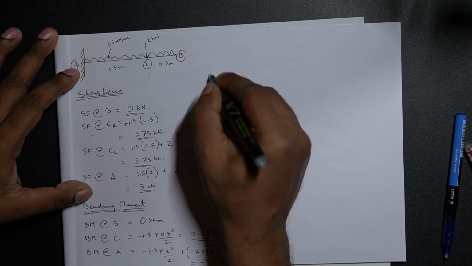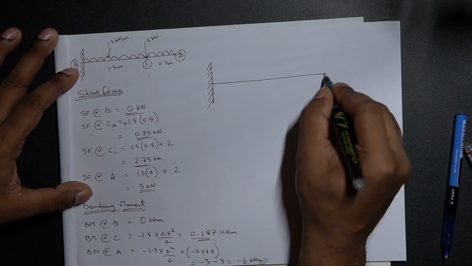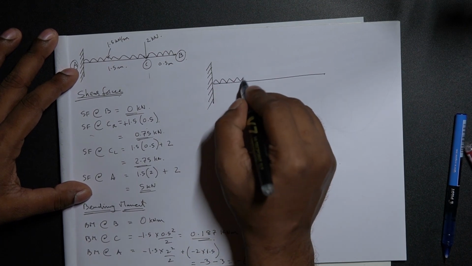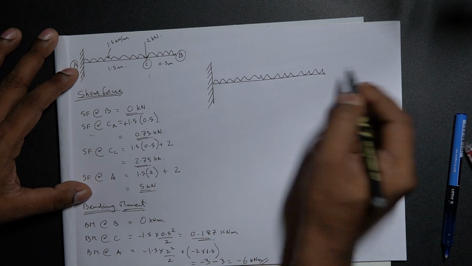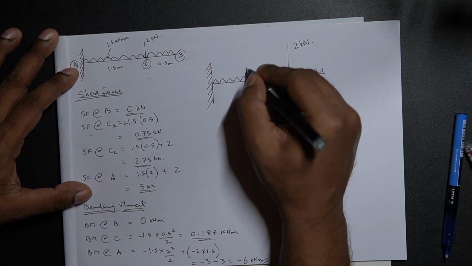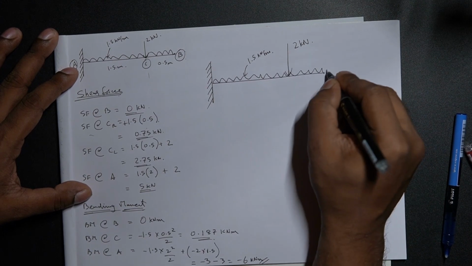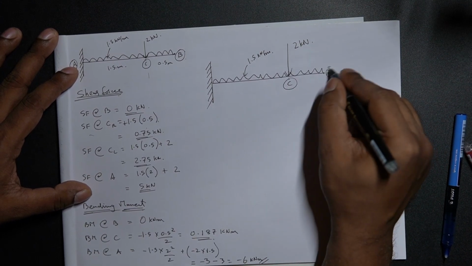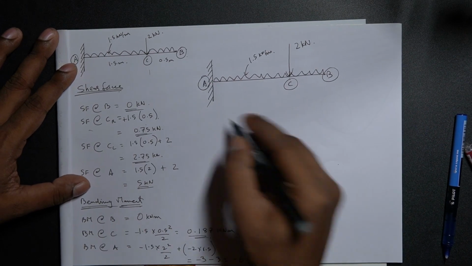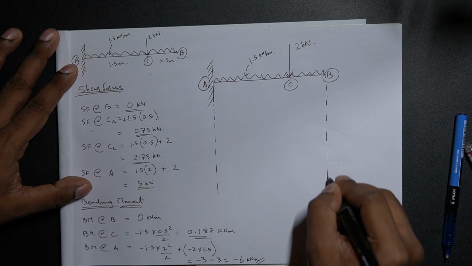Now let's quickly draw the diagram. This is the fixed support, this is the beam, we have a UDL, we have a point load, this is 1.5 kilonewton per meter, B, C, A. Just extend the lines.